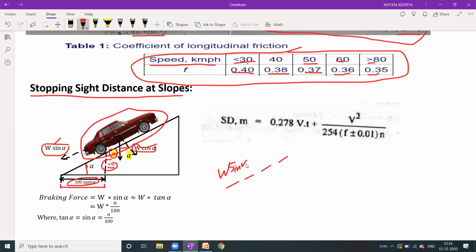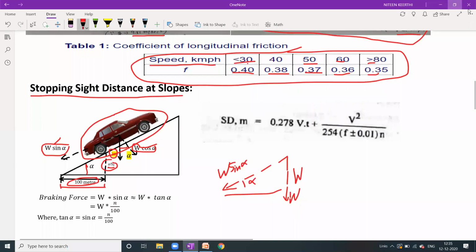So W sine alpha. And this is something like angle alpha. And this is the W value. So this is W, right?